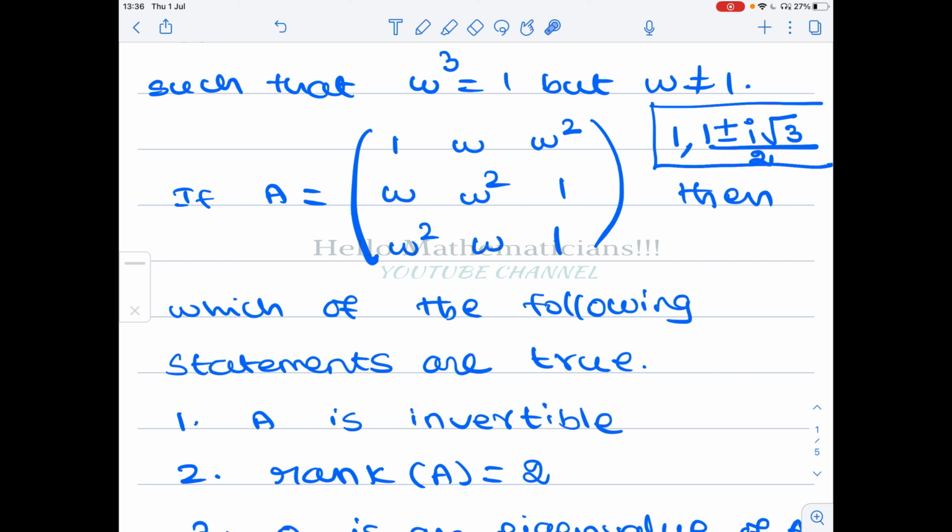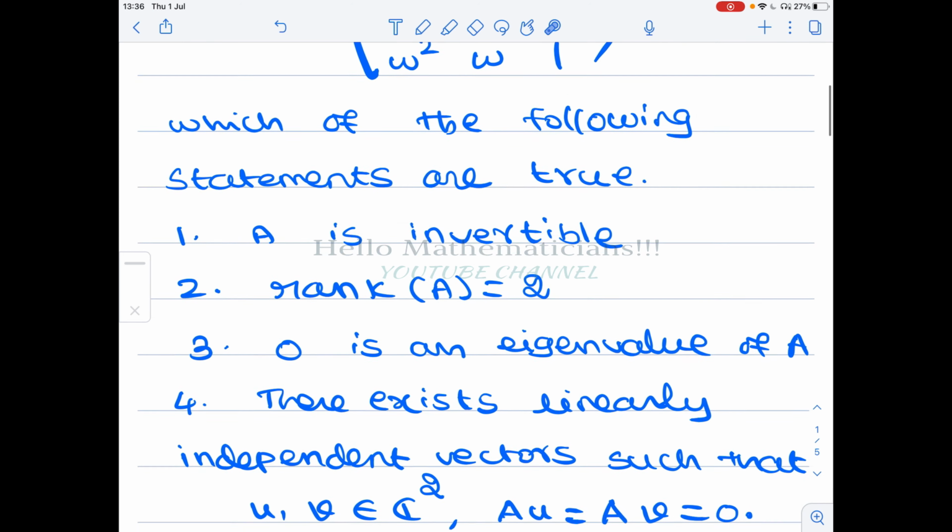Therefore, what we can conclude is, you can look at the rows or columns, both are the same. For example, if you multiply the first column by W, you will get 1 into omega, omega into omega. No, we don't get it. So first row times W is the second row. Very good.